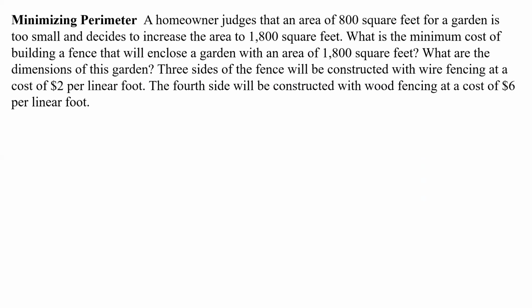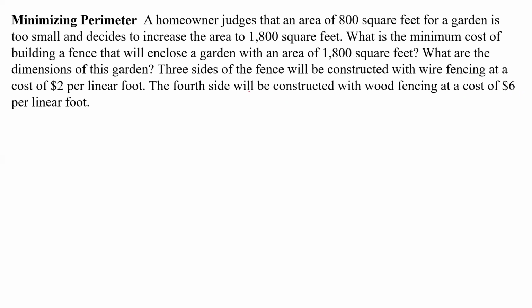A homeowner judges that an area of 800 square feet for a garden is too small and decides to increase the area to 1,800 square feet. What is the minimum cost of building a fence that will enclose a garden with an area of 1,800 square feet? What are the dimensions of this garden? Three sides of the fence will be constructed with wire fencing at a cost of $2 per linear foot, and the fourth side will be with wood fencing costing $6 per linear foot.